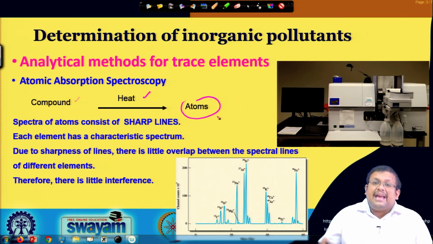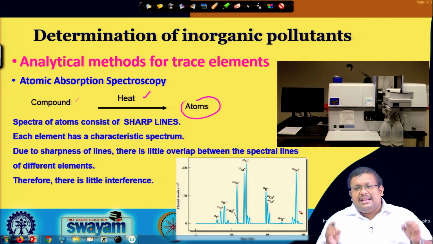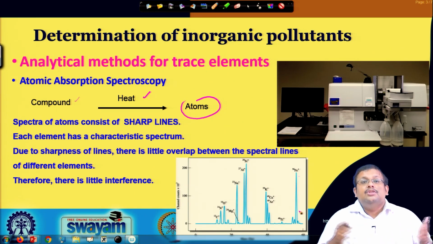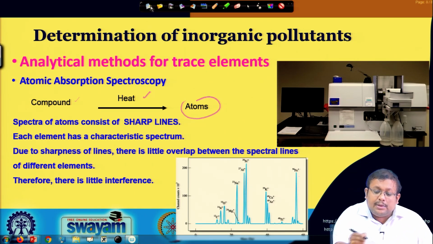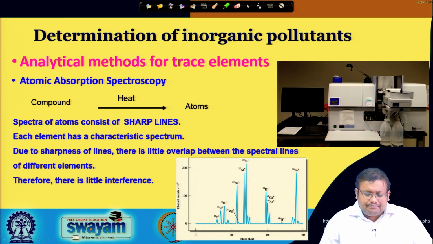Now, we can capture that, and the spectra of these atoms consist of sharp lines. As you can see here, these are all the sharp lines generated from the spectra of atoms. Each element has a characteristic spectrum, and due to the sharpness of the lines there is very little overlap between the spectral lines of different elements. Therefore, there is very little interference. That is why this instrument is more or less interference free.